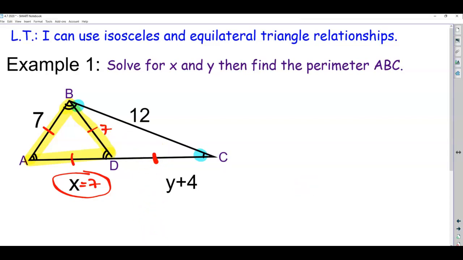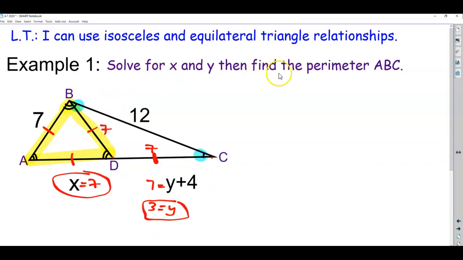Well, if this side length is already 7, that means this side length from D to C is 7, which tells me to find y, 7 plus 7 equals y plus 4. Subtract 4, and we get y equals 3.